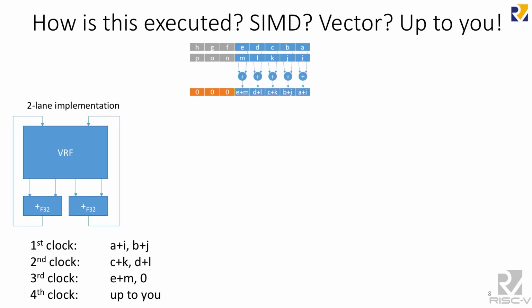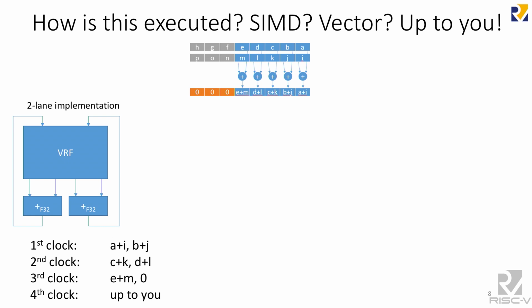On the first clock, you take the first A and B, and add them with their pairs. On the second clock, you take C and D, and add them with their pairs. On the third clock, we had to do 5 things, not divisible by 2. Well, you'll do 1 addition and put a 0. What will you do on the last clock? Up to you. Very smart implementations will skip the last clock. A not so smart implementation will just take it and put a 0.